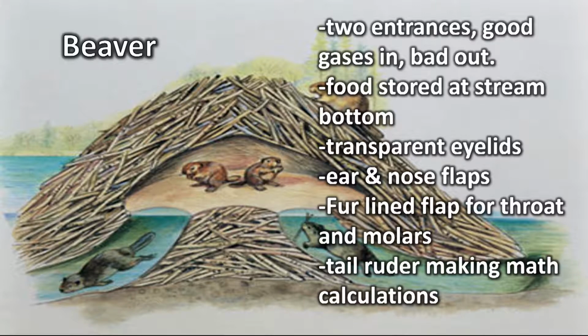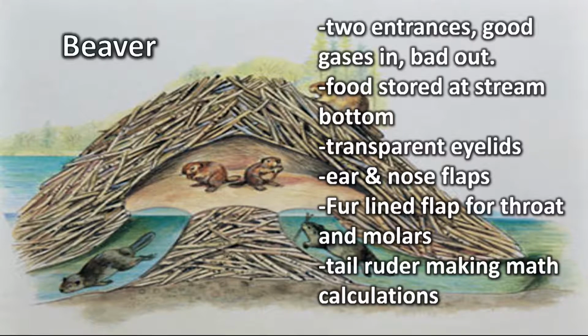Take a look at the beaver. The beaver dam has 2 entrances. One to let the good gases in and the bad gases out, and they store their food at the bottom of the stream. The beaver has transparent eyelids, so it can have its eyes open, see what it's doing in the water without harming its eyelids. It has ear and nose flaps, so it can do the work that it needs to do without drowning. It has a fur-like lined flap that protects its molars.